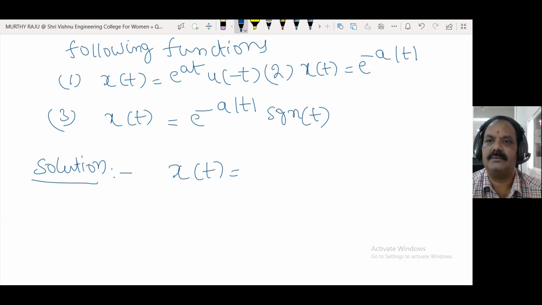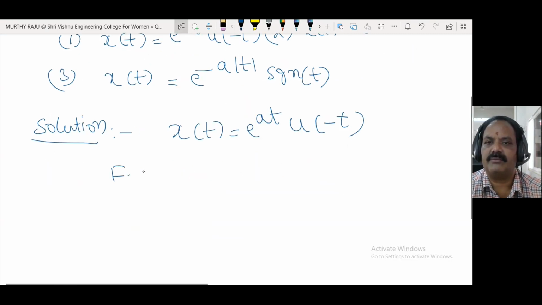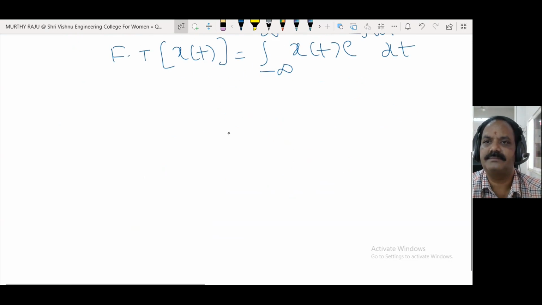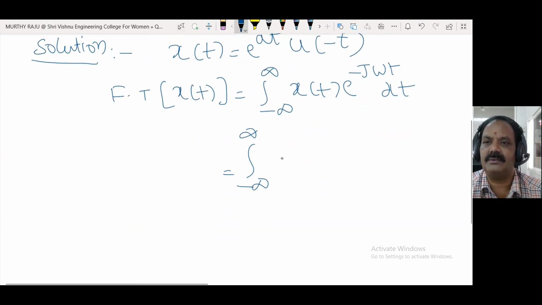x of t is equal to e power a t into u of minus t. We know that the Fourier transform of x of t is equal to the integral from minus infinity to plus infinity of x of t e power minus j omega t dt. Substituting x of t equal to e power a t u of minus t, we get the integral of e power a t u of minus t e power minus j omega t dt.